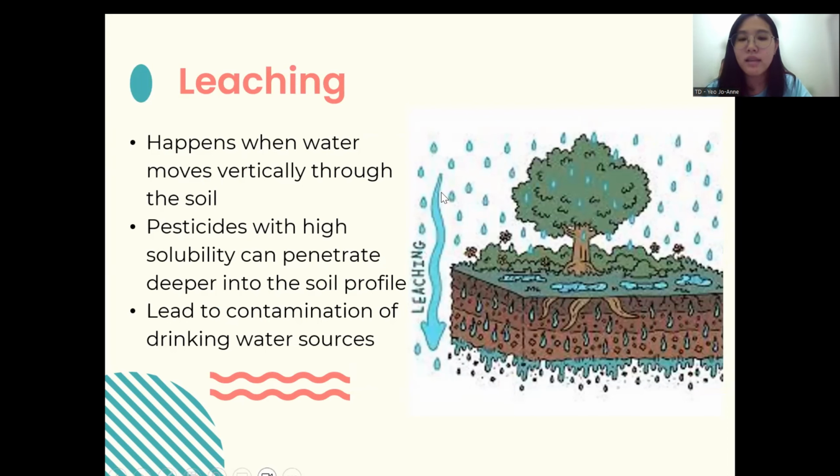So we can see that for leaching, the pesticide will go inside the soil. It will go to the first layer of the soil, second layer, third layer, and even the underground. So when the pesticide goes inside underground, it is called leaching.